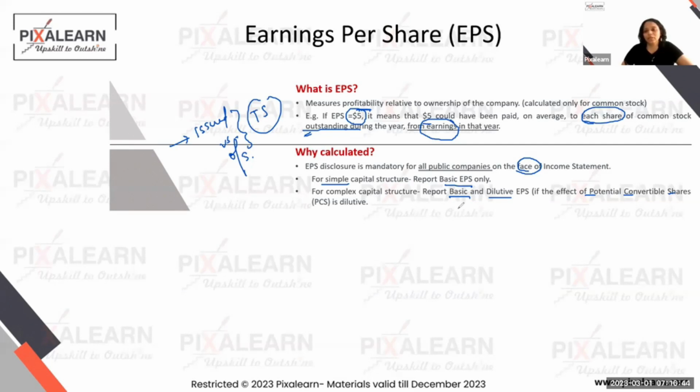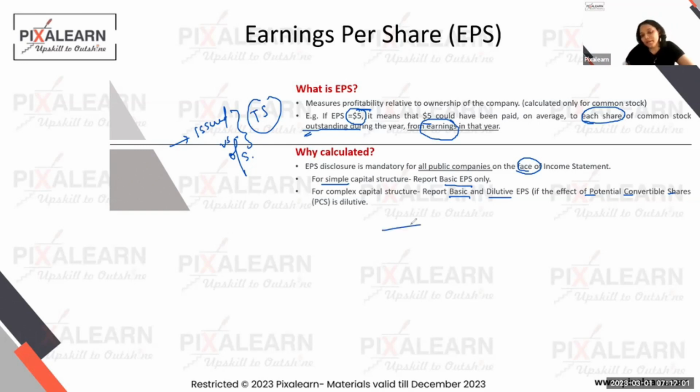Yes, a company may issue convertible shares. Then what is it to the shareholder? I have a basic EPS. I know what the earnings were. What is the necessity of giving you a diluted EPS?